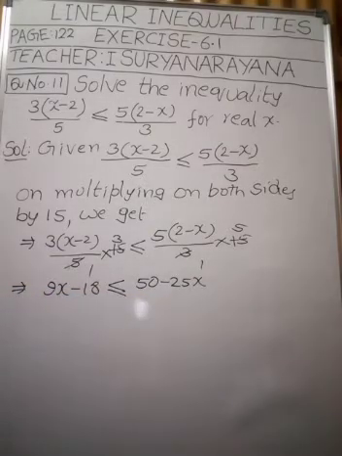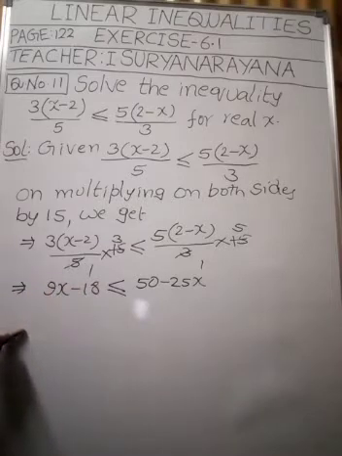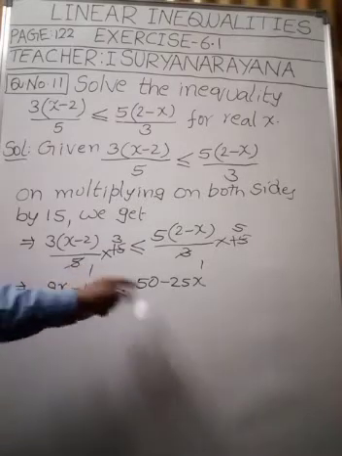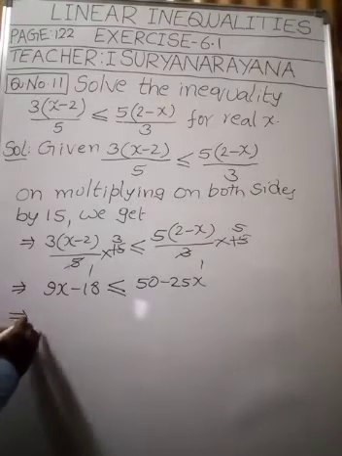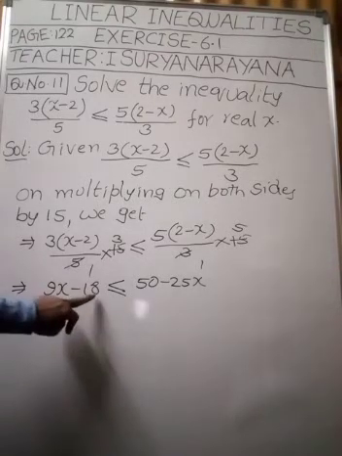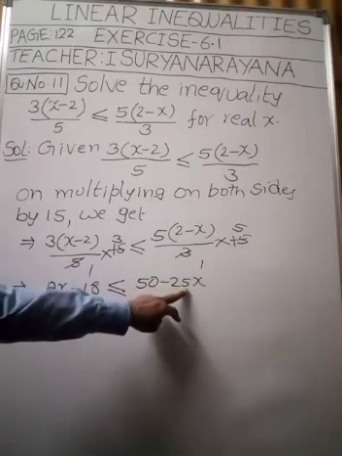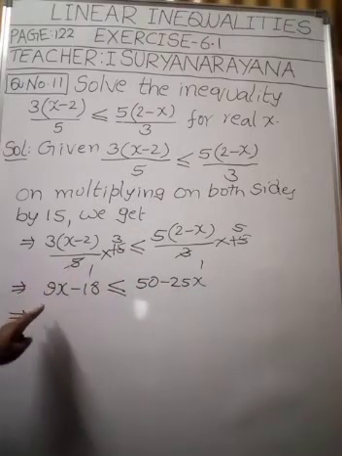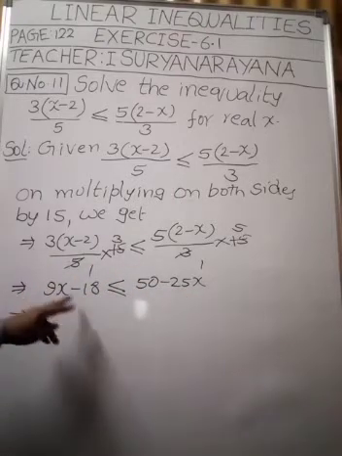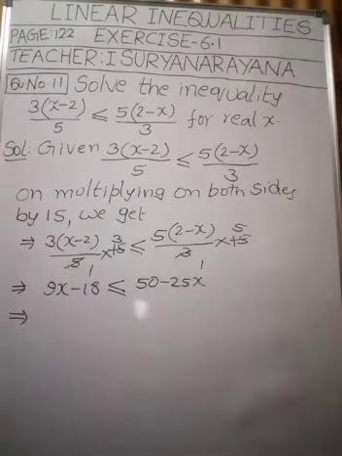Right. Now what will you do? All the x terms should be written in LHS and all the constants should be in RHS. So here in LHS this is the x term, this is a constant term. In RHS this is a constant term, this is an x term. So you should bring this minus 25x to LHS. We have to send this minus 18 to RHS. We have to do these two activities at a time.